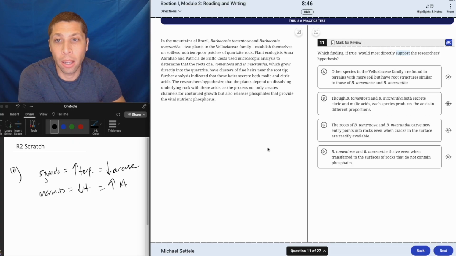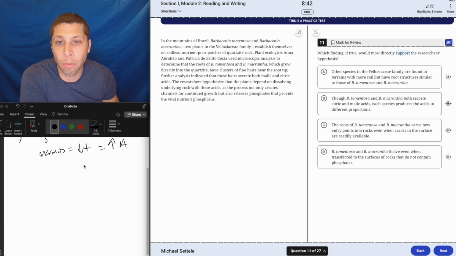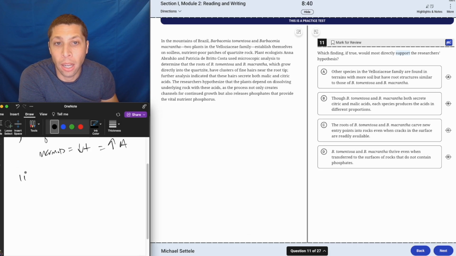Okay. In the mountains of Brazil, two plants establish themselves on soilless, nutrient-poor patches of quartzite rock. Plant ecologist Anna used microscopic analysis to determine that the roots of these plants, which grow directly into the quartzite, have clusters of fine hairs near the root tip. Further analysis indicated that these hairs secrete both malic and citric acids. The researchers hypothesized that the plants depend on dissolving underlying rock with these acids, as the process not only creates channels for continued growth, but also releases phosphates that provide the vital nutrient phosphorus.